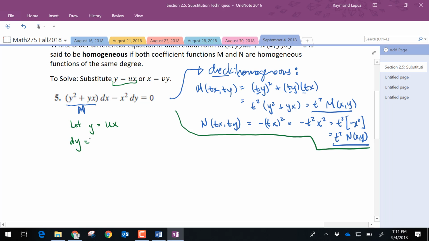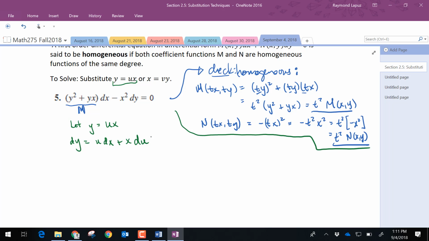And because u and x are both functions, they're functions being multiplied, and we're taking the derivative, so we have to use the product rule. So it's the first times the derivative of the second plus the second times the derivative of the first. And here is our differential. Okay?